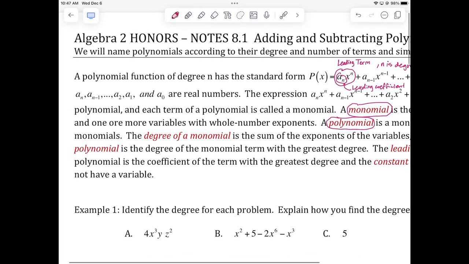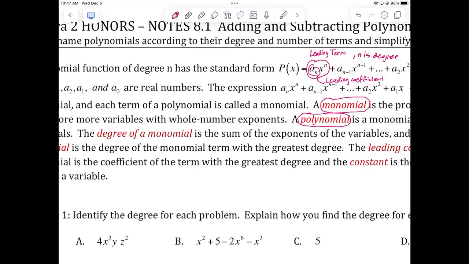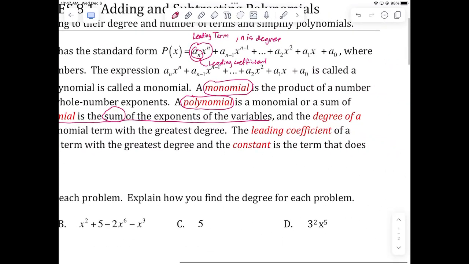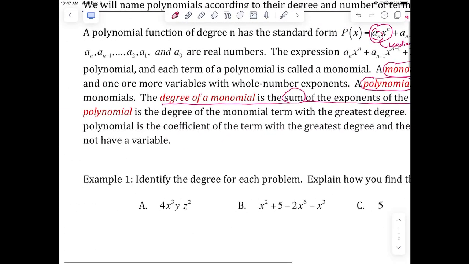The degree here is new because we can have more than one variable. The degree of a monomial is the sum of the exponents of the variables, okay? Now, usually we only have one variable in a polynomial, but it could be that we have more than one variable. You add up the exponents to get the degree of that monomial. The degree of a polynomial is going to be the degree of the monomial with the greatest degree. Let me show you what I mean, okay?